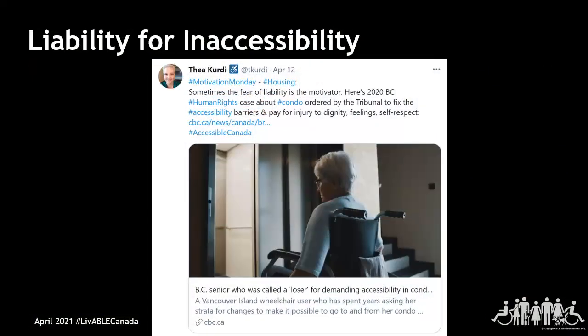But unfortunately, because there is a gap between what our Human Rights Code says and what our legislation tells us is the minimum we need to do, this is a liability risk. If you followed it for housing, it doesn't mean you're protected from a case in front of the Human Rights Tribunal. So here we see a case that happened in November, I believe, last year, 2020, where a condominium was taken to the Human Rights Tribunal and found to be not meeting the human rights requirements. And they had to not only fix the barriers, but also pay for the injury to the dignity, feelings, and respect of the complainant.